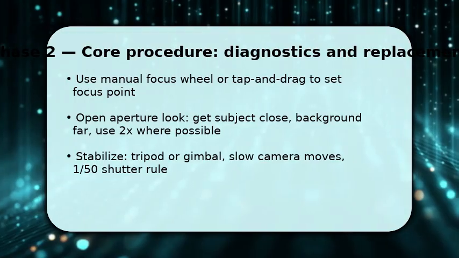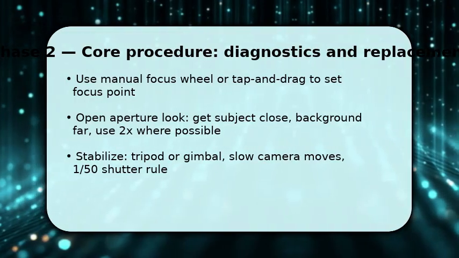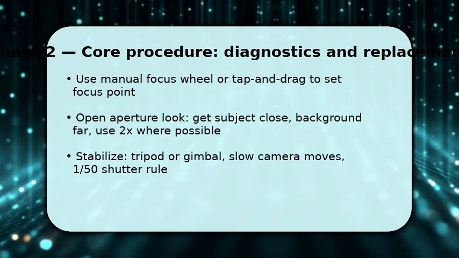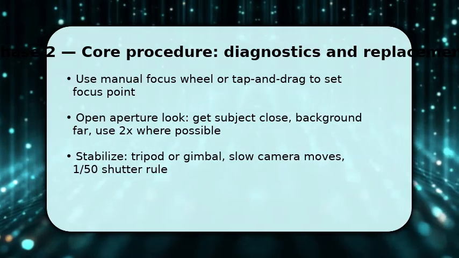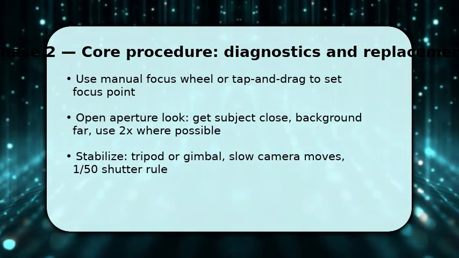Make steady moves. Mount on a tripod or gimbal, move slowly, and follow the 1/50 shutter rule. Shutter twice the frame rate for natural motion blur.